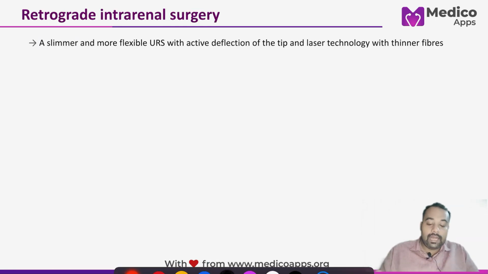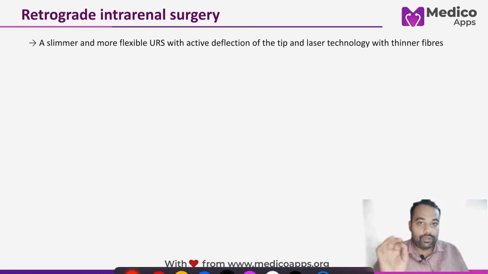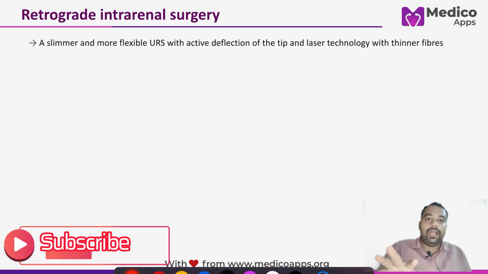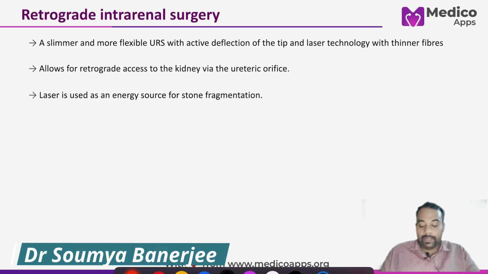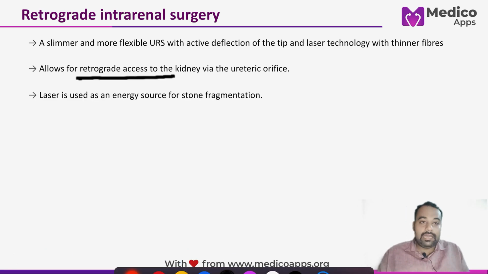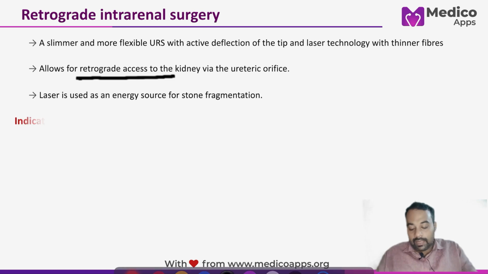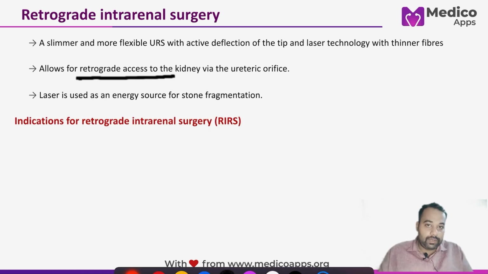Now your RIRS, retrograde intrarenal surgery. So basically a slimmer cystoscope is introduced through the ureteric orifice, and the basic advantage is that the tip of this probe has an active deflection, so it's less traumatic, and you can also introduce the laser with it, which eventually helps you with stone fragmentation. Okay, so it's basically retrograde access to the kidney through the ureteric orifice, and the laser can be used as an energy source.